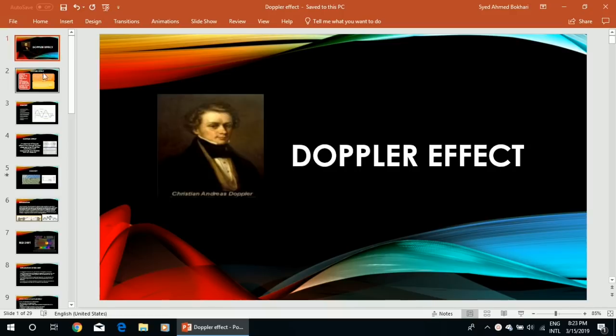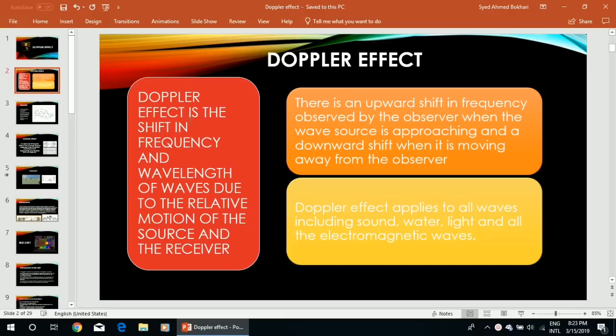So today we are going to study Doppler effect. Doppler effect is the shift in frequency and wavelength of waves due to the relative motion of the source and the receiver. There is an upward shift in frequency observed by the observer when the wave source is approaching and a downward shift when it is moving away from the observer. Doppler effect applies to all waves, including sound, water, light, and all the electromagnetic waves.